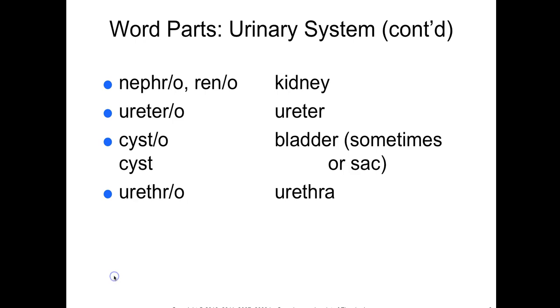Next, let's go through some more word parts. So we have nephro or reno, that is referring to the kidney. We have uretero that refers to our ureter. Remember, that was that long tube that brought urine from the kidney to the urinary bladder. Next, we have cysto or cyst, which means bladder, or sometimes it's referring to a sac. And then urethro, which refers to the urethra.